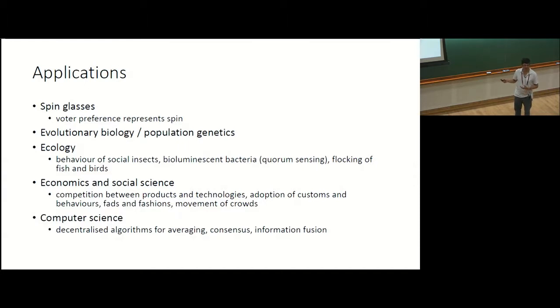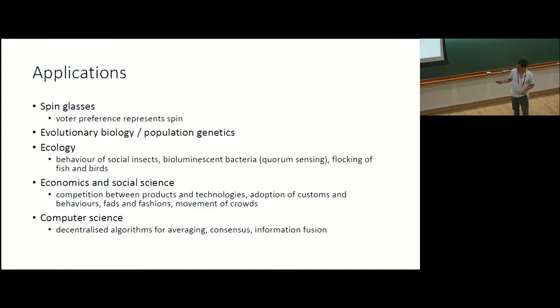And bioluminescent bacteria decide whether to express their luminescence or not, and that seems to depend on their density, and there's some form of quorum sensing. So even in extremely simple organisms, something like the voter model seems to be going on. Okay, flocking is another example.